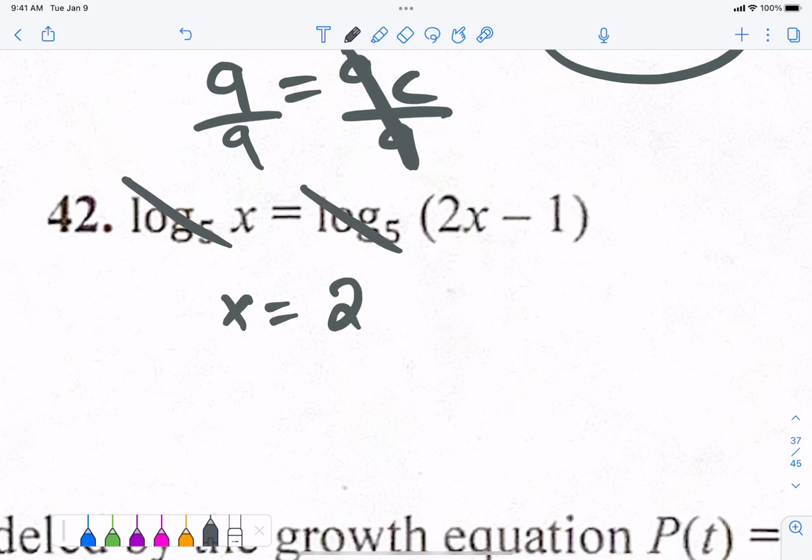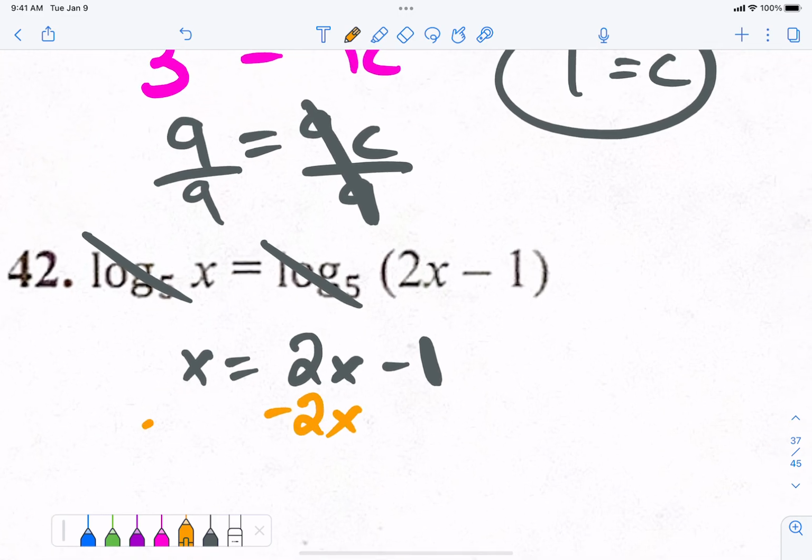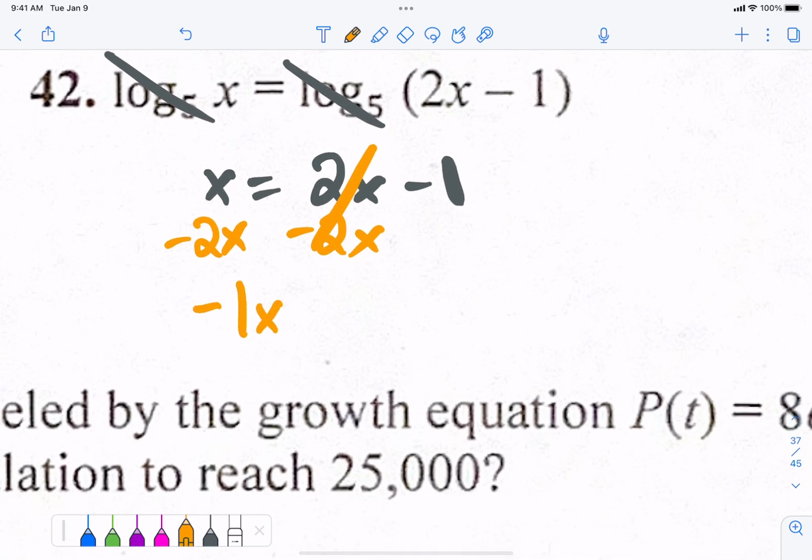x equals 2x minus 1. Okay, then what do we have to do? I have to get the x's together, right? So let's go ahead and subtract this 2x. What is x minus 2x? Negative 1x, right? Equals negative 1. And then divide by negative 1. What's negative 1 divided by negative 1? x equals 1.